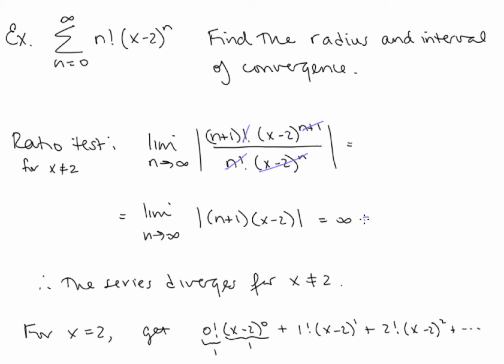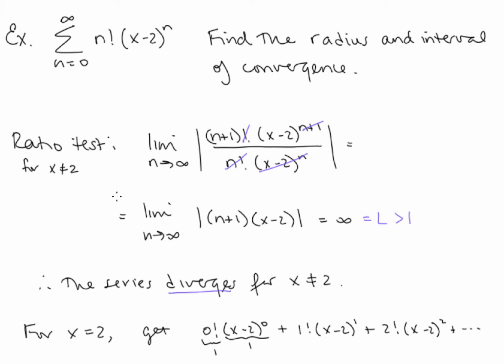And remember that this is equal to L, which is clearly greater than 1, and so the series diverges for all of these x values. And remember that these x values are all the x values for which x is not equal to 2, because if x is equal to 2, we couldn't make this division.